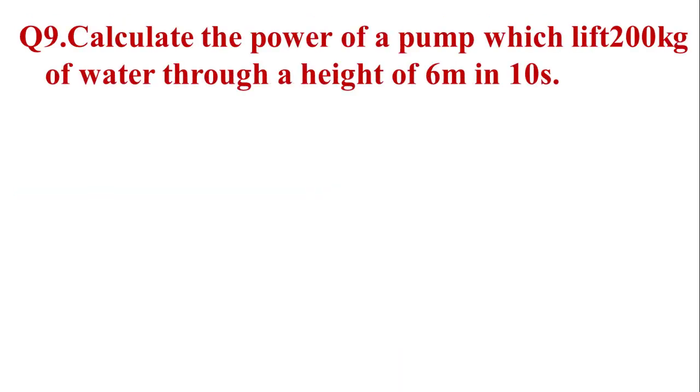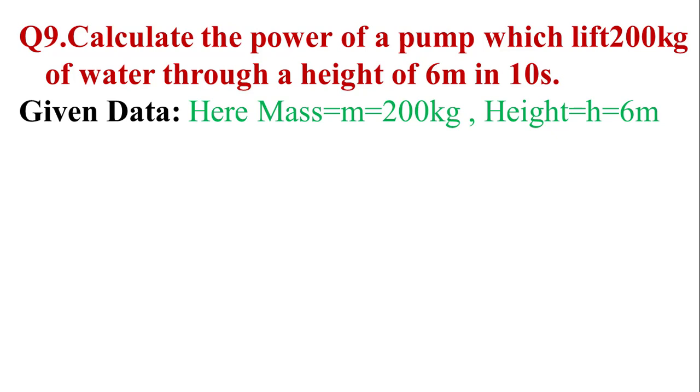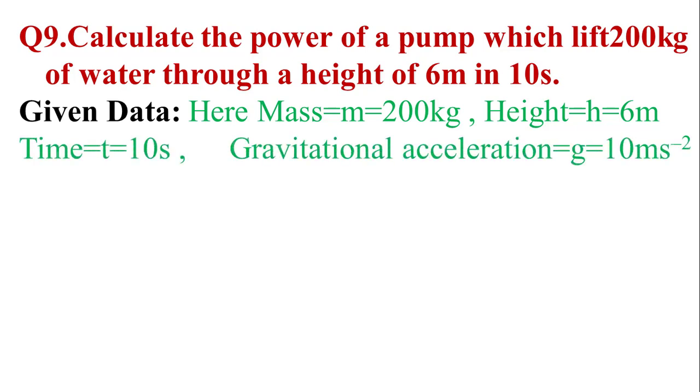Now, in question number 9, calculate the power of a pump which lifts 200 kg of water through a height of 6 meter in 10 seconds. Now, we can write the given data. Here, mass m is equal to 200 kg, height h is equal to 6 meter. Time t is equal to 10 seconds and gravitational acceleration small g is 10 meter per second square.